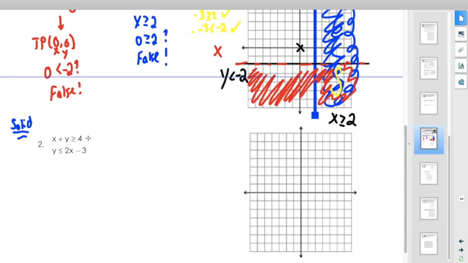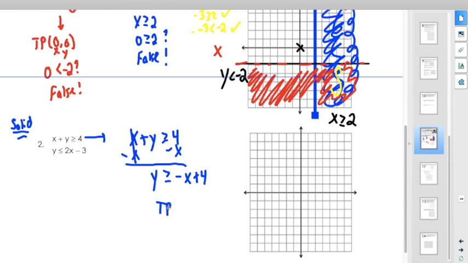So I can't graph x plus y is greater than or equal to 4. Why not? Well, y isn't by itself. I'm going to have to get y by itself by subtracting x from both sides. X cancels out. Y is greater than or equal to, I'm putting the x first because of slope-intercept form, y is greater than or equal to negative x plus 4. Sweet. Instead of even graphing this right now, let's get the test point out of the way as well. That way we can do everything at once.